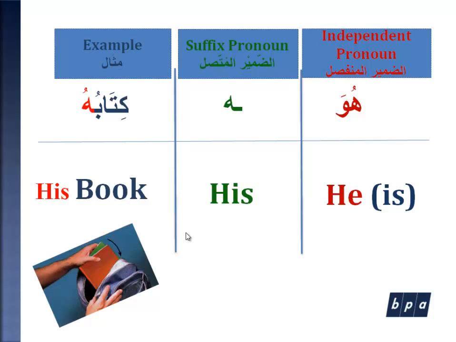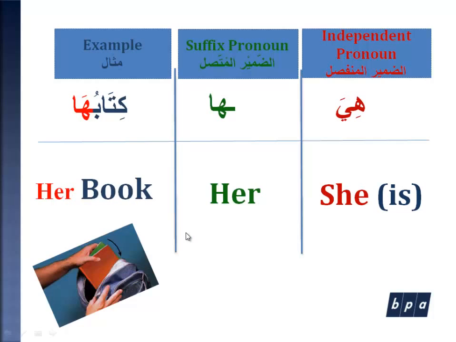For the third person, he or he is, huwa, we basically add a ha at the end of the word for his, and the result is kitabuhu for his book. For the third person, she is, hiya, we add a ha and an alif, ha, for her. So the result would be kitabuha for her book.